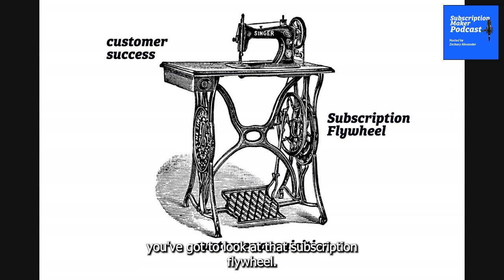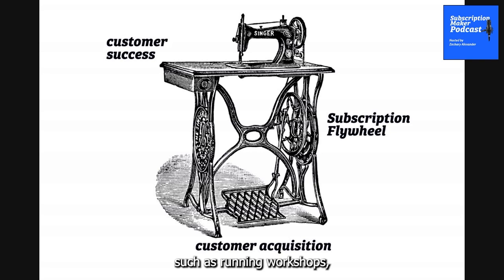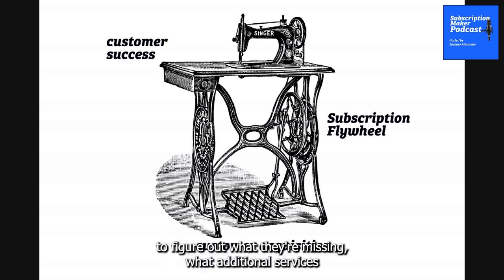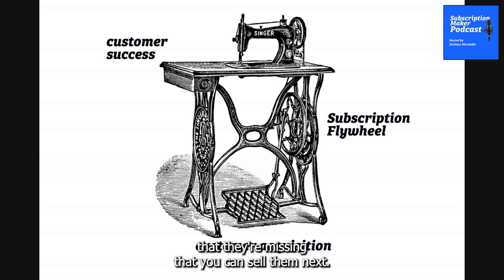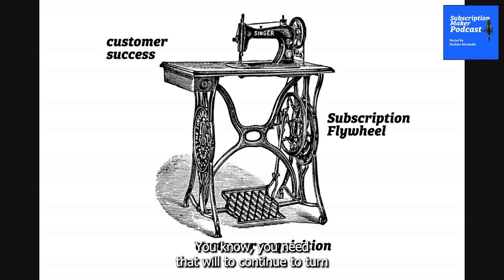If you want that to happen, now you've got to look at that subscription flywheel. You've got to look at how you can do the stuff that needs to be done manually, such as running workshops, such as getting out and talking to your customers to figure out what they're missing, what additional services they're missing that you can sell them next. But you need your flywheel to continue to move. You need that wheel to continue to turn so that you can continue to churn out suits, even though you may need to do something else for a while.